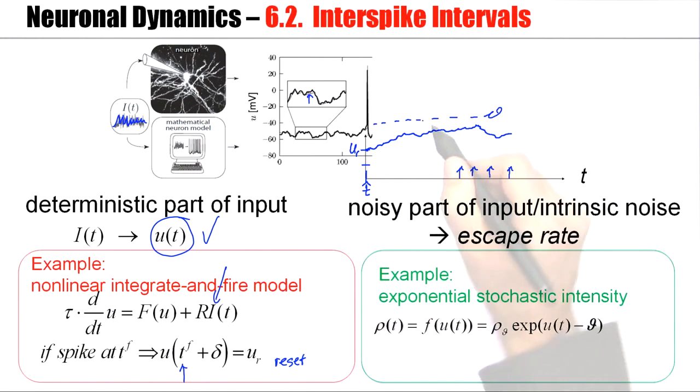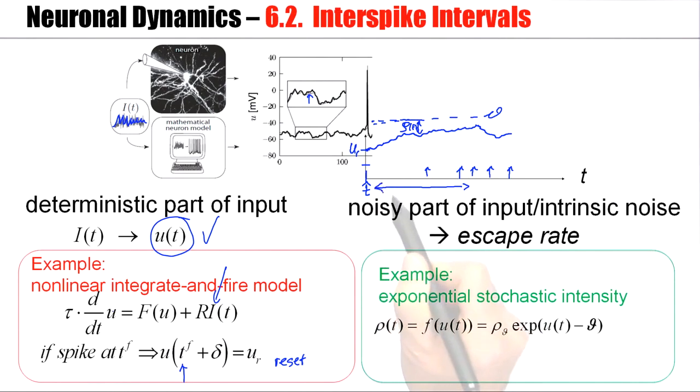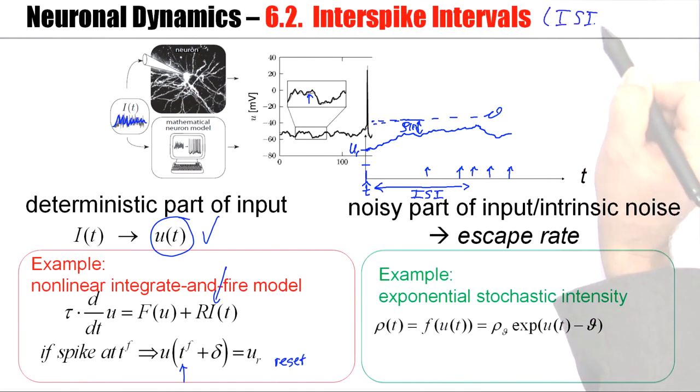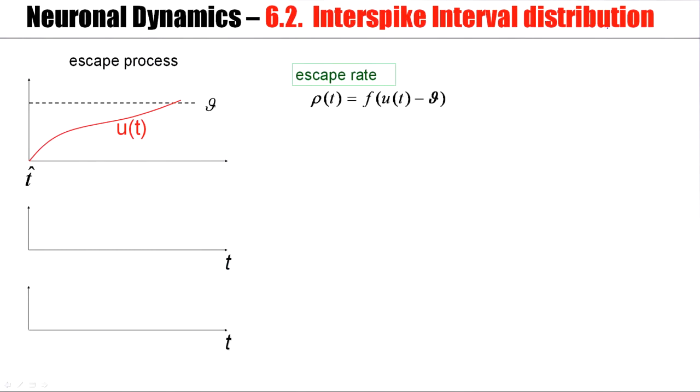Now we know that the stochastic intensity or escape rate depends on the momentary difference between a threshold value and my membrane voltage. So there's a likelihood that it fires here. There's a certain stochastic intensity that it would fire here or there or there or there. And now the question is, this was the last spike. What's the distribution of these interspike intervals, ISI? Let's construct this together.